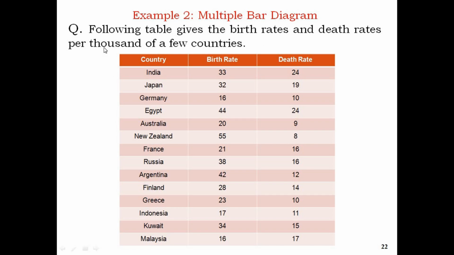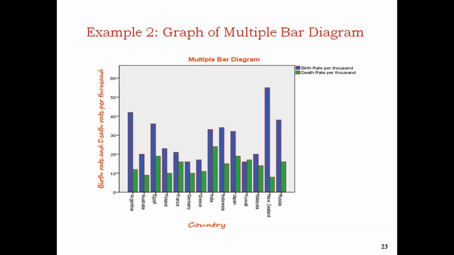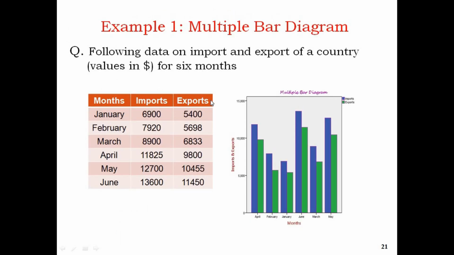Here I have given a multiple bar diagram for country, birth rate and death rate. That means this table gives the birth rates and death rates per 1000 of a few countries: India, Japan, Germany, Egypt, up to Malaysia. For these countries, birth rates and death rates are given. So here you see this is the result. Blue color represents birth rate per 1000, and green color represents death rate per 1000. So this is a multiple bar diagram. Now you see how we can perform this multiple bar diagram.